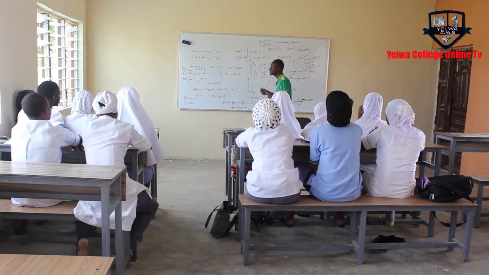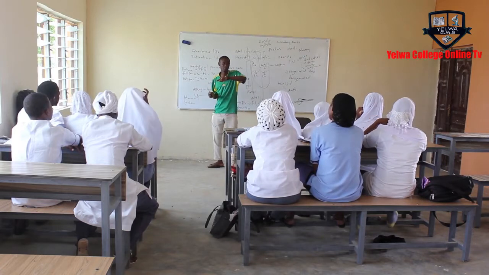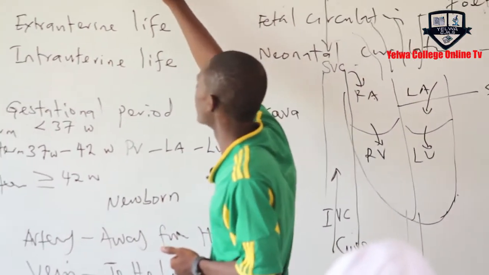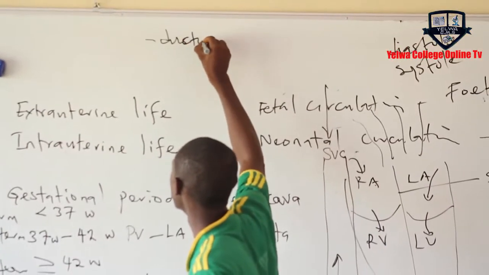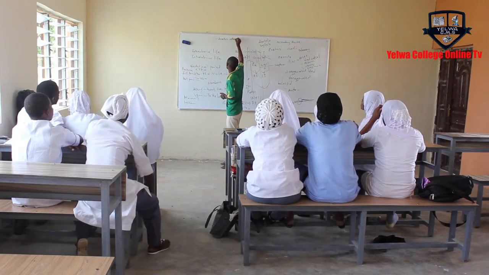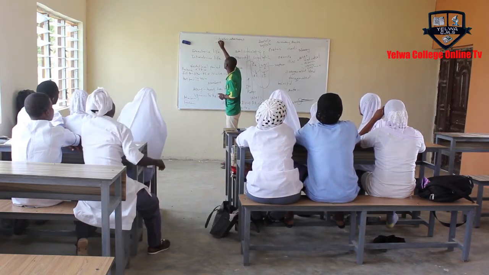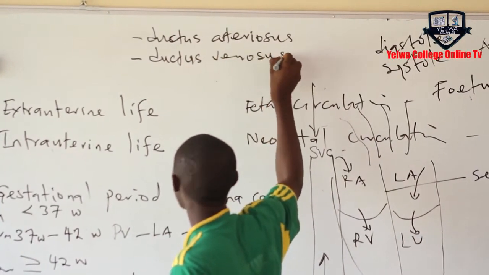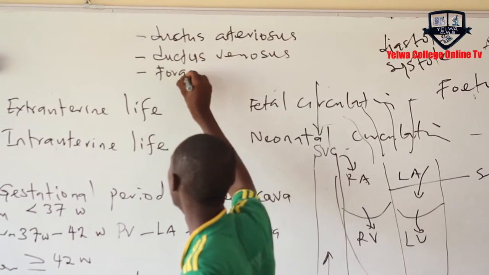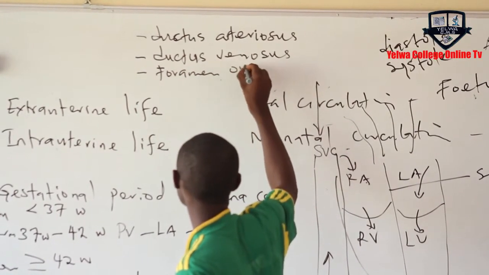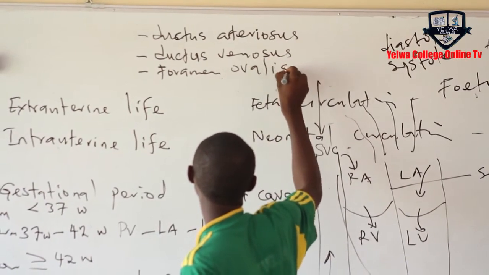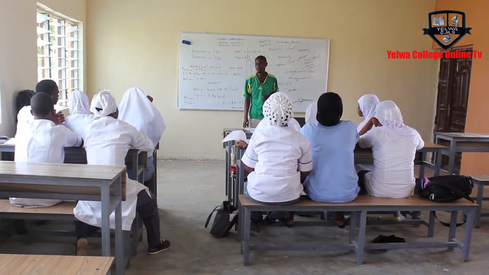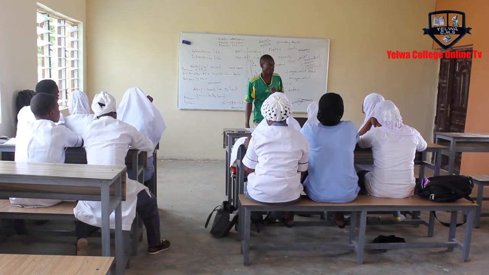We have three major structures present in the blood circulation of the fetus. The first one is known as the ductus arteriosus. The second one is the ductus venosus. And we have the foramen ovale. These three structures are present in fetal circulation. They are not present in adult circulation.